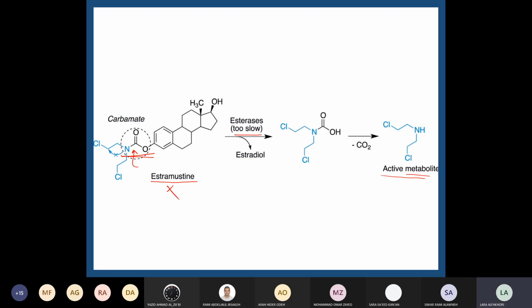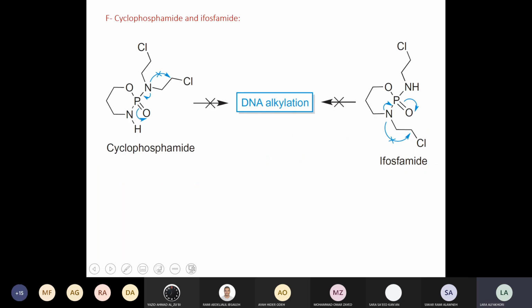طيب نيجي نحكي هلا عن another kinds of alkylating agents which are considered also prodrugs اللي هم الcyclophosphamide زي يعني they were designed to be prodrugs اللي هم الcyclophosphamide والifosfamide which have those structures. Okay.